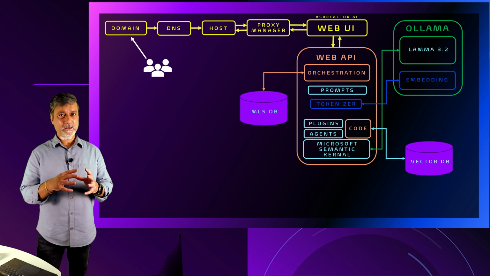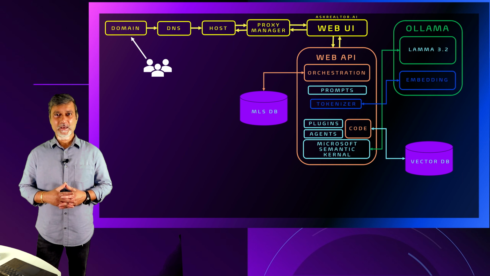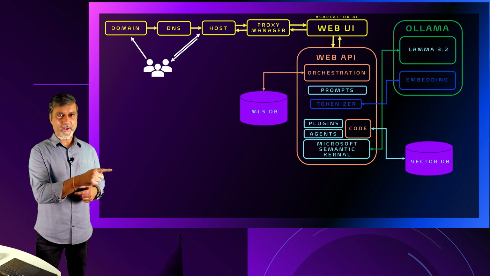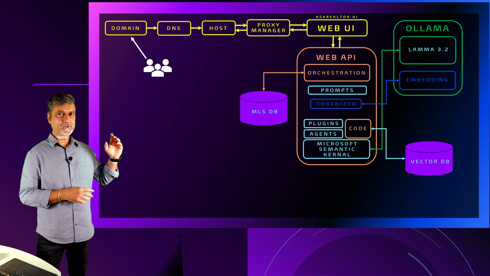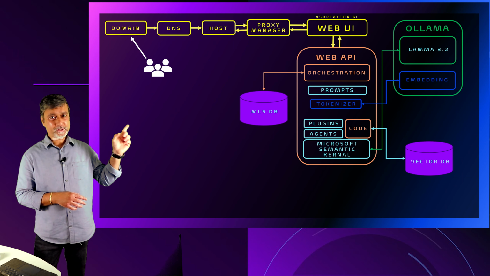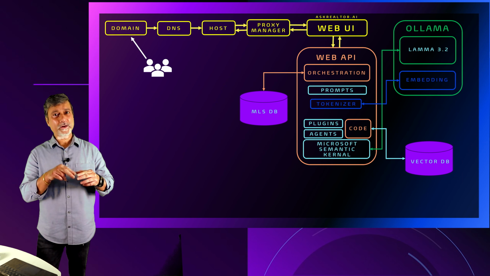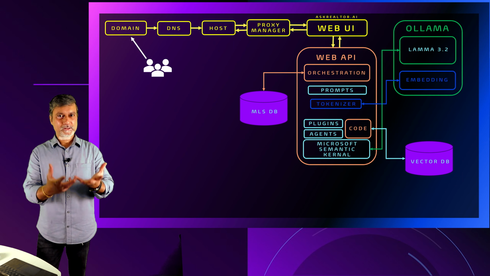So if there is a user, right now most likely you are going to www.AskRealtor.ai. You will be going to the domain, and the domain then knows where the DNS is, and once you see the DNS is there, then it knows where the hosting is, and when the hosting is there, it has the proxy manager, it knows where that web UI is running, and that knows how to serve you.